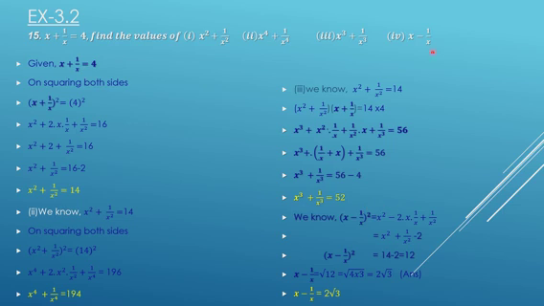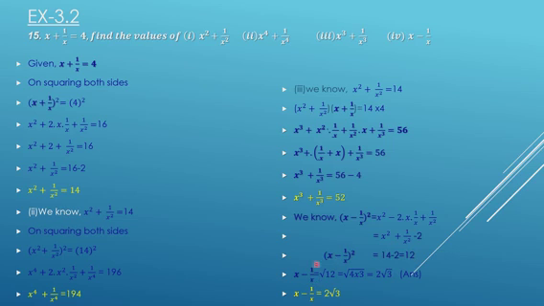Okay, let's go to the last one, which is x minus 1 by x. Now like we did in the previous sum, you can just square it, because we have the values of x square plus 1 by x square. So if I square it on both the sides, that means x minus 1 by x whole square, we get x square minus 2x into 1 by x plus 1 by x square. Both the x get cancelled. x square plus 1 by x square minus 2 is what is left. So we know the value of x square plus 1 by x square is 14. So 14 minus 2 is 12.